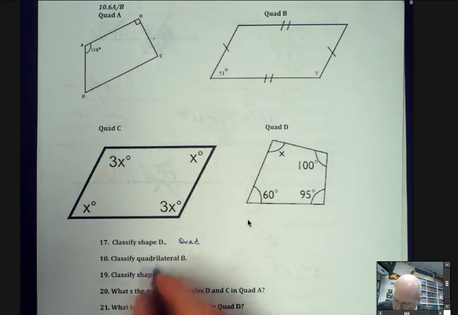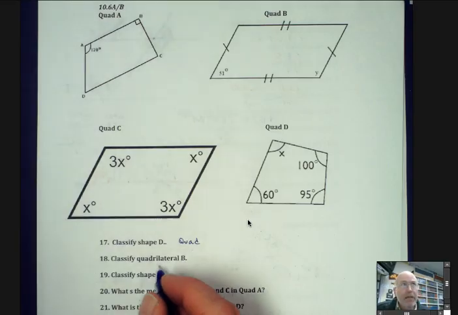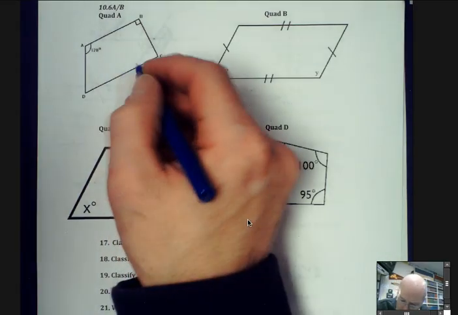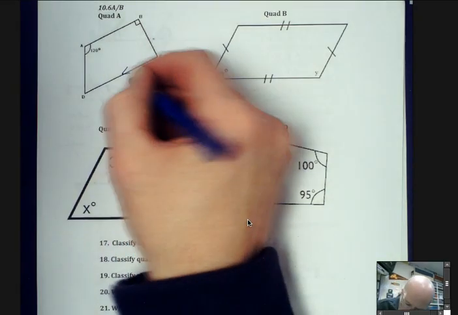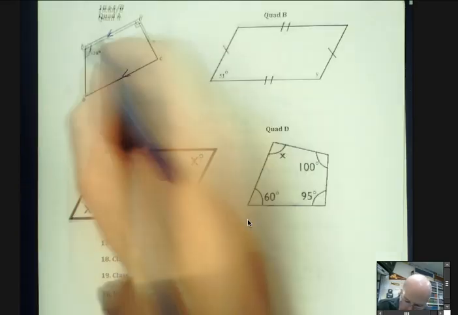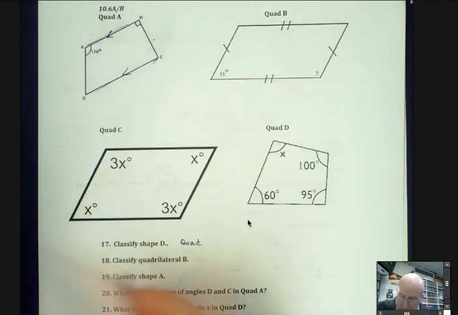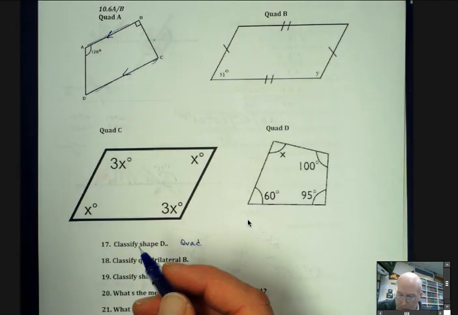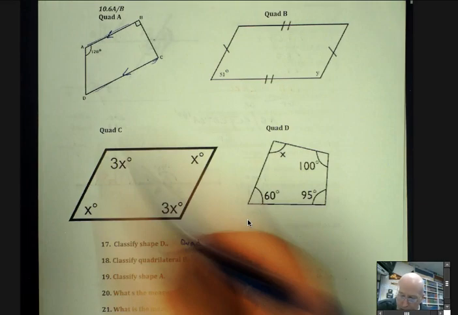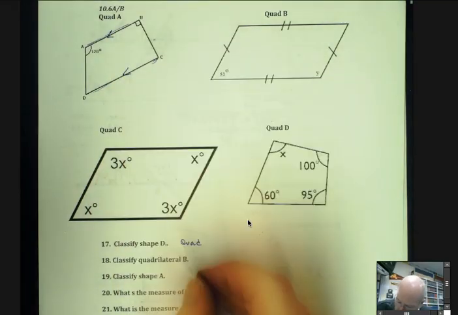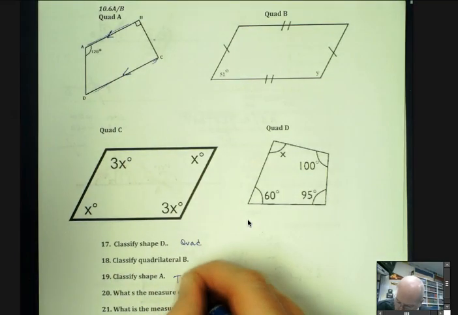Now we have to classify quadrilateral B. So looking at it here, we can see that we've got these two lines that are both parallel. That's AB, and it looks like CD. They're kind of hard to read, but those two lines are parallel. So with exactly one set of parallel lines in a quadrilateral, this is a trapezoid. So we're going to classify it as a trapezoid.